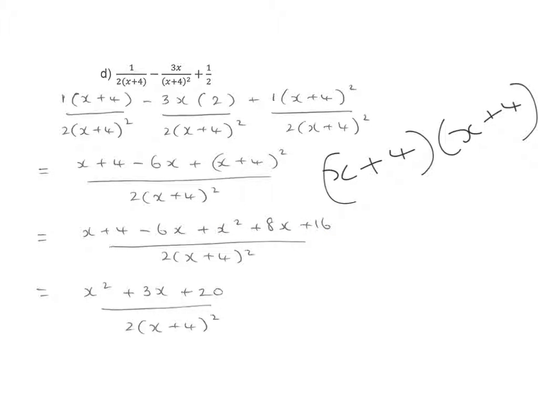Collecting your terms and tidying up the numerator, we've got x squared minus 6x plus 8x plus this other x at the start gives us positive 3x, and 4 plus the 16 giving us the 20. So final answer then, x squared plus 3x plus 20 all over 2 times (x plus 4) all squared. And again, keep this in its factorised form. Don't multiply out that squared bracket.